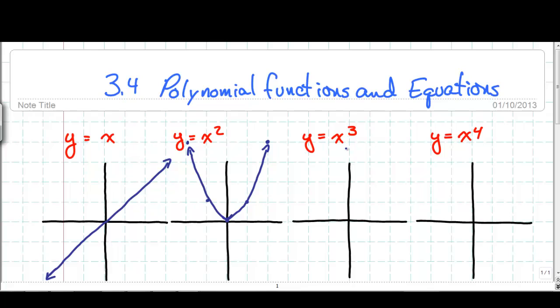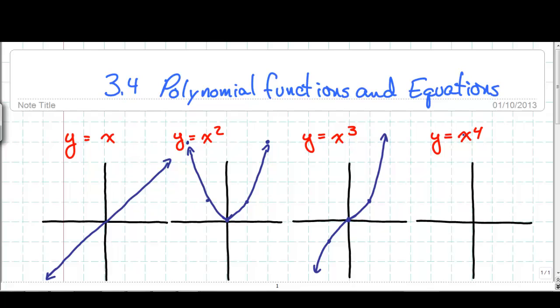Y equals x cubed, a cubic function. The y coordinate is equal to whatever the x coordinate is cubed. So if x is 0, y is 0. If x is 1, y is 1 cubed. And if x is 2, y is 2 cubed, which is up there at 8. So you get a graph that looks like this over on the right side. And on the negative side, if x is negative 1, y is now negative 1. And if x is negative 2, y is going to be negative 8. So we've got a graph that comes down like so.